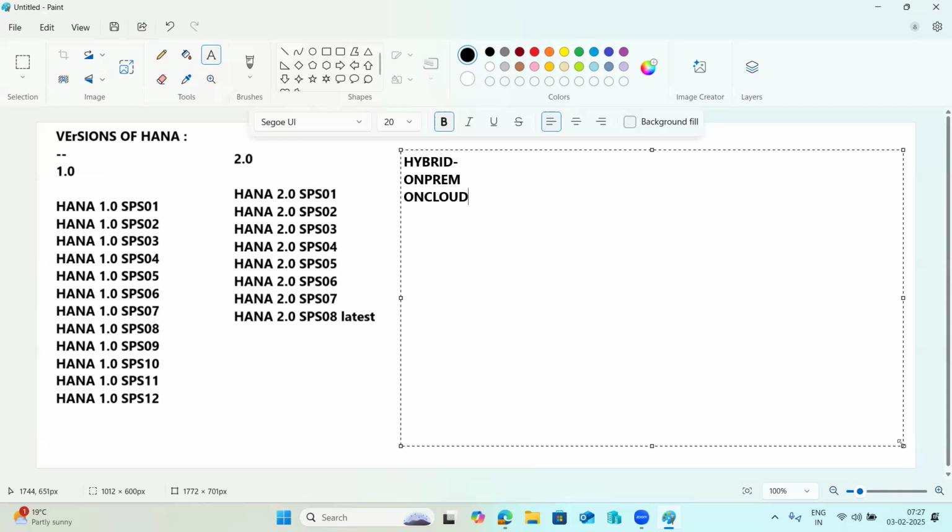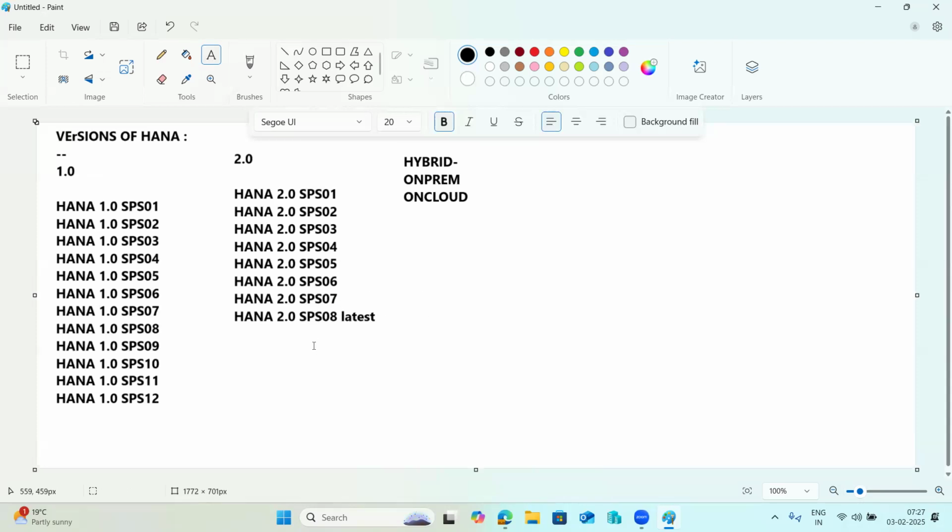Coming to the versions, these are the versions that are there. With each of the latest versions, SAP will always include new enhancements as per their businesses, along with bug fixes and new changes which they introduce in the latest patch levels. That is the main thing here, HANA SPS 08 with the latest technologies. Those are the versions of the HANA database.